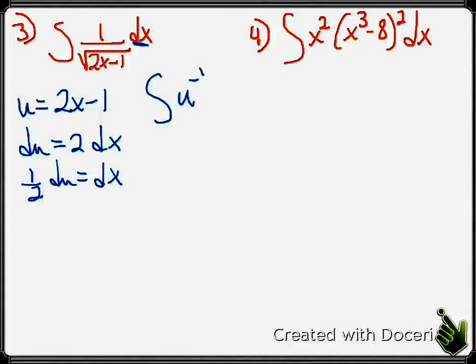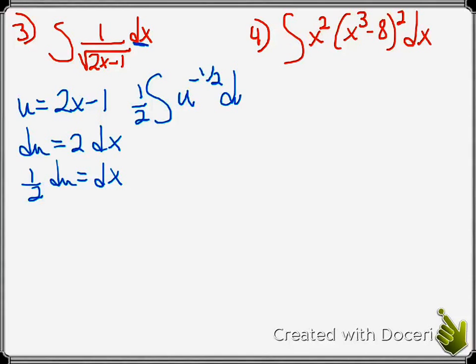So it is now 1 over square root of u, which again I still can't integrate a quotient, so I'm going to write that as u to the negative 1/2. Then dx will be replaced with 1/2 du. Now I have something I can integrate. I'm going to go ahead and do that. 1/2 times, I take my power, add 1, which will give me u to the 1/2. Instead of dividing by 1/2, it'll end up being times 2, and then I have plus c.